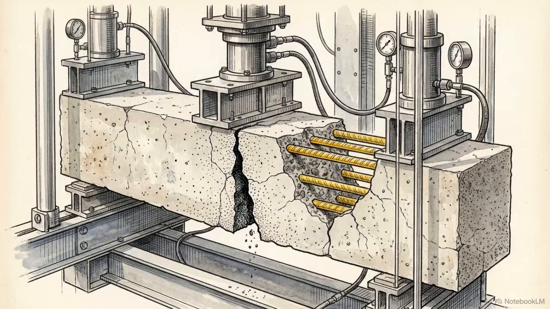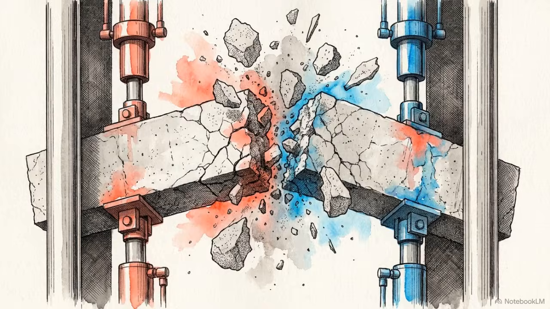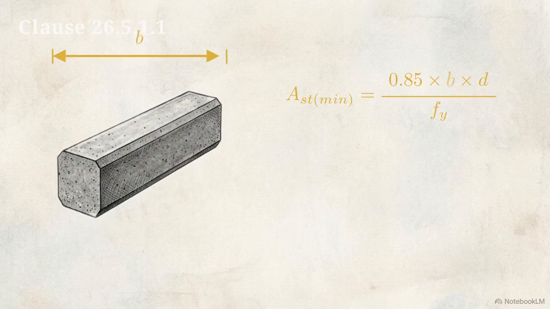An under-reinforced beam is a liability. If the concrete cracks before the steel yields, the beam fails suddenly and violently, without warning. Clause 26.5.1.1 mandates a formula so steel yields before concrete crushes.